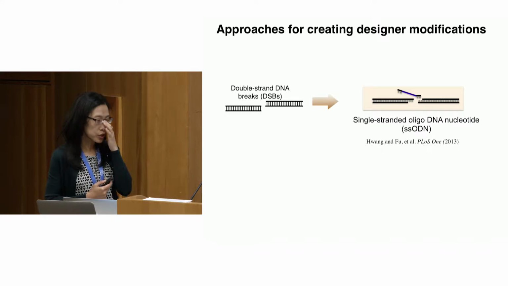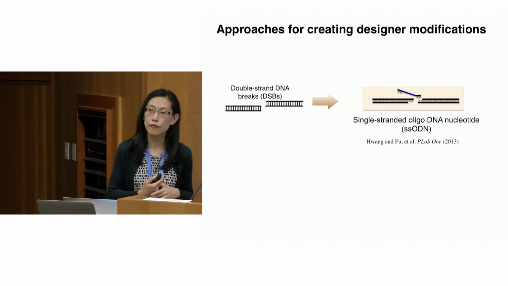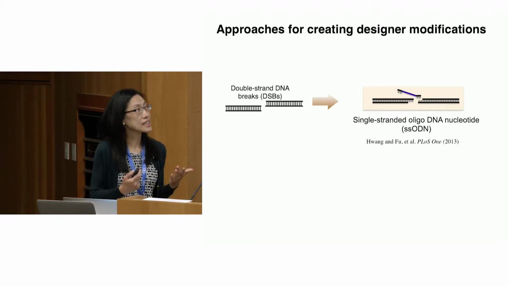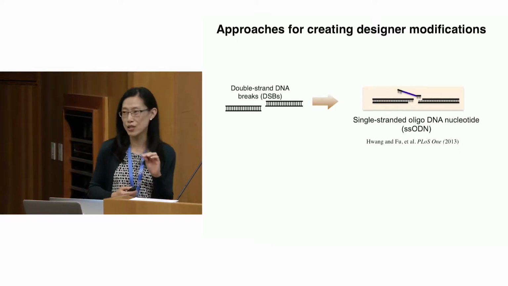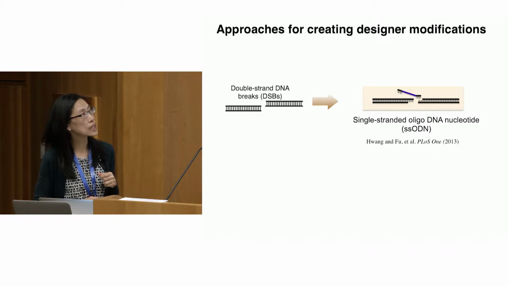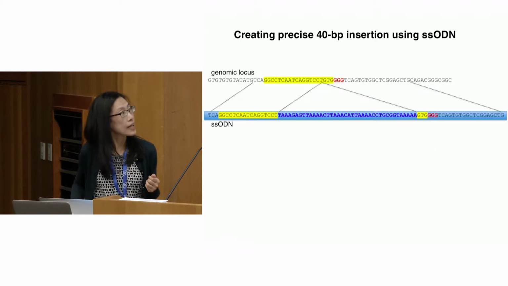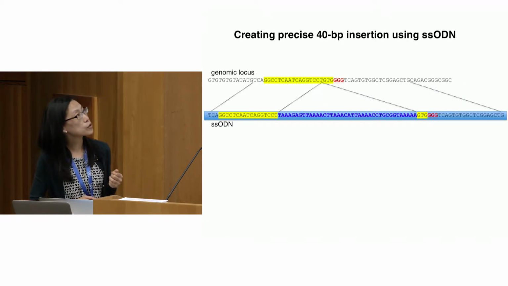So in addition to just knocking out the genes, since we want to use zebrafish for study of human diseases, and sometimes making precise mutations is important, for this we have taken this approach using single-strand oligonucleotide, SSODN, as the donor. And using this approach, we can introduce small, in this case, 40 base pair insertions into the target site.